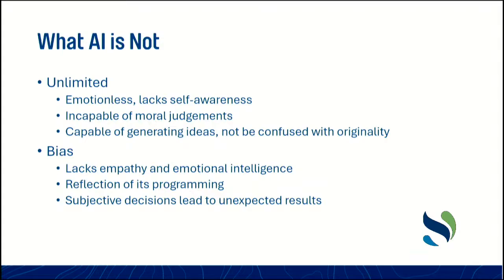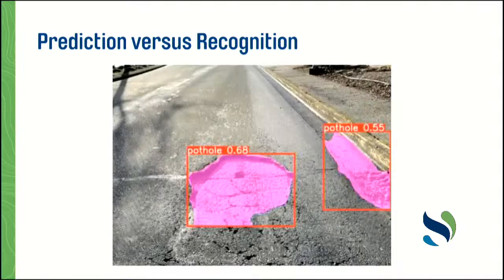Also, subjective decisions. How, Mayor, you might define success versus how somebody else might define success, two totally different things. If the AI model is based on those subjective decisions, often the result you receive might not be what you're expecting. All right. Prediction versus recognition.